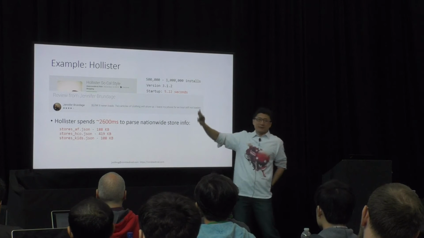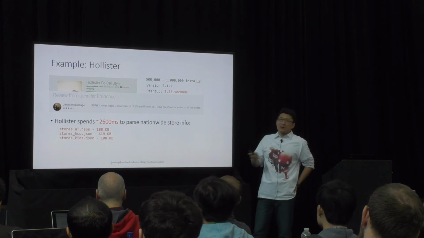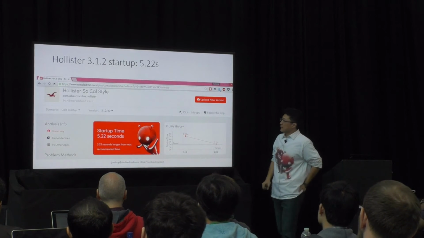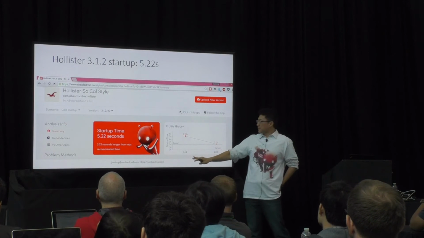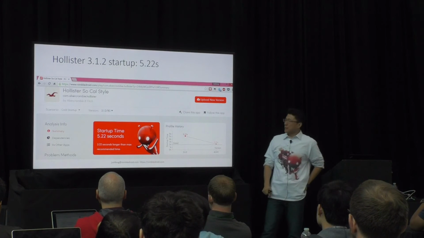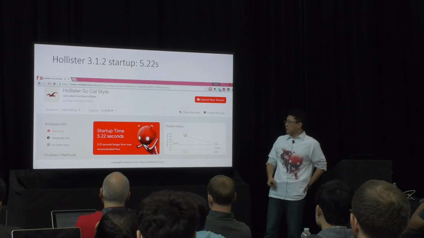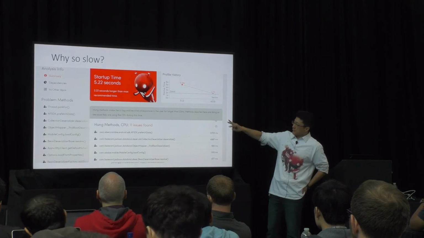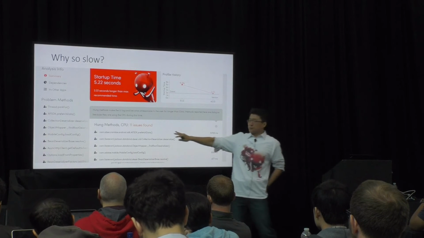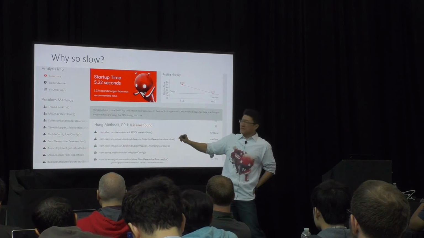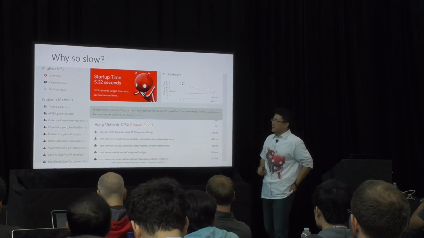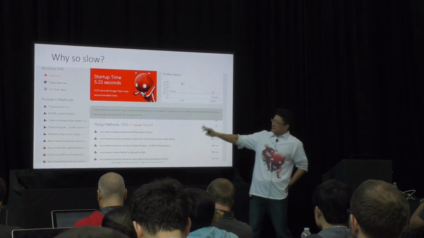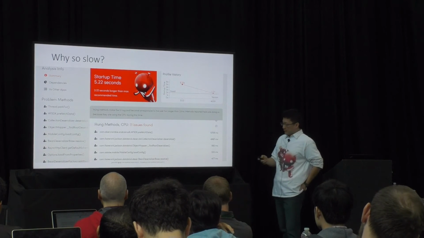And it turns out the Hollister app spends a lot of time doing parsing. So let's look at a little more detail here. Version 3.1.2 takes 5.22 seconds to load. What's going on? If you zoom into the code, you see a bunch of issues. They're doing data fetching, and also serialization and data parsing as well, right? So these parsing operations make the app really slow.